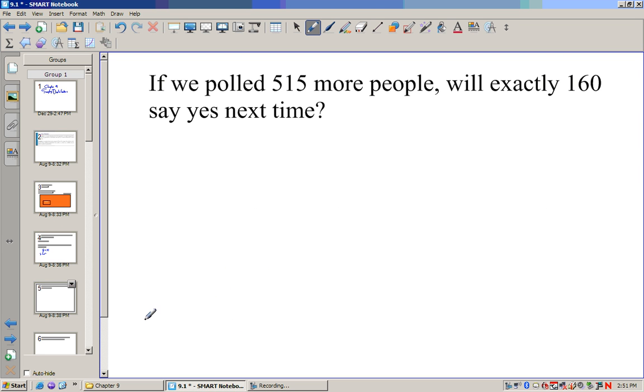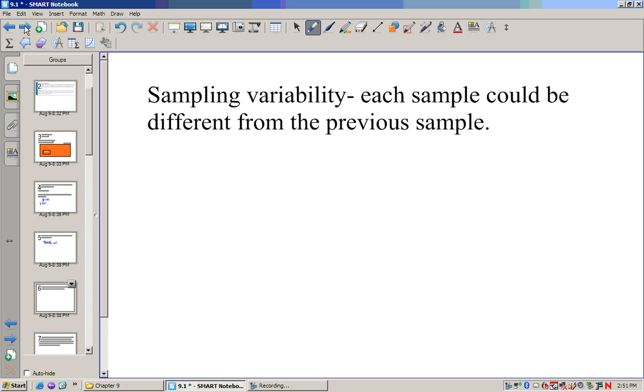Alright, if we polled 515 more people, would exactly 160 say yes next time? That answer is probably not. It's possible, but I would guess that not 160 people would say yes the next time. So there's some variability, and we call that sampling variability. Each sample could be different from the previous sample, and how much variability tells us a lot about the true proportion.